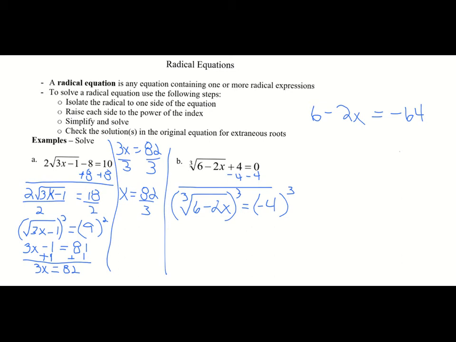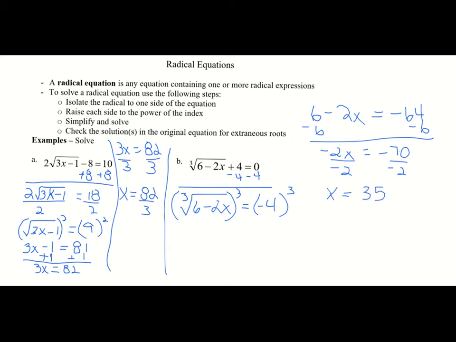Again, I'm resulting in a linear equation. So I will solve it by subtracting 6 from both sides. So now I have negative 2x is equal to negative 70. And then I'm going to divide by a negative 2. So x is going to equal 35.